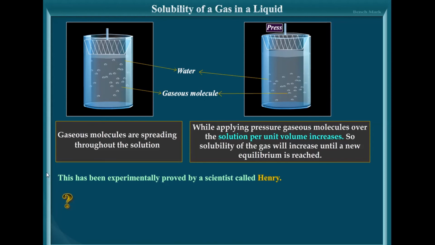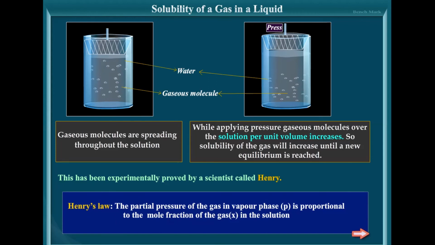This has been experimentally proved by a scientist called Henry. In 1805, an English chemist, William Henry, gave an important generalization called Henry's law on the basis of a series of observations about the quantitative effect of pressure on the solubility of gases. The law states that the solubility of a gas at a given temperature is directly proportional to the pressure at which it is dissolved. Repeating it once again, the solubility of a gas at a given temperature is directly proportional to the pressure at which it is dissolved.